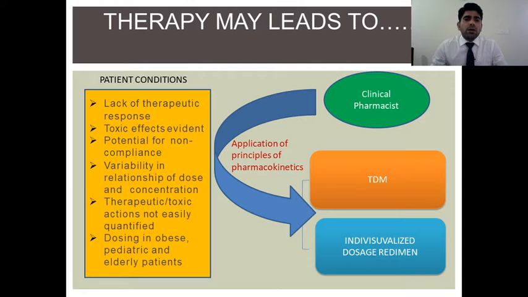He may face different kinds of patient conditions, as you can see in the yellow box. The patient can show a lack of therapeutic response, meaning therapeutic failure, or the patient is not responding to the drugs the doctor has prescribed. Next, the patient may show toxic effects. The third is that the patient may show non-compliance to the medicines or the prescription. And sometimes there may be variability in the relationship of dose and concentration.